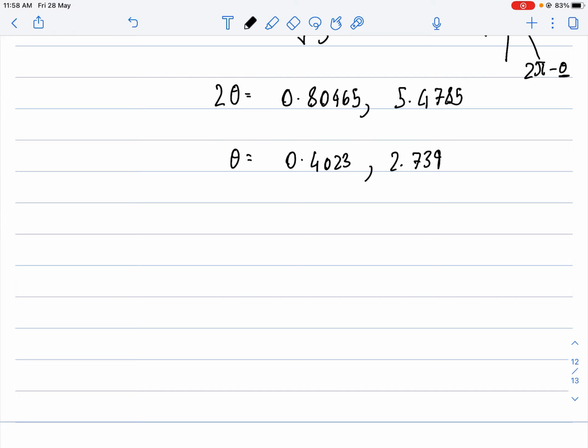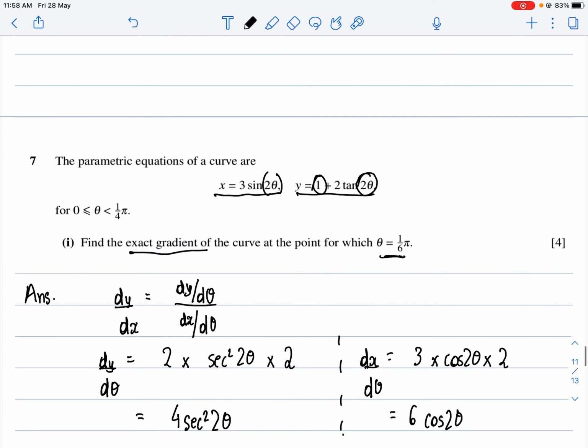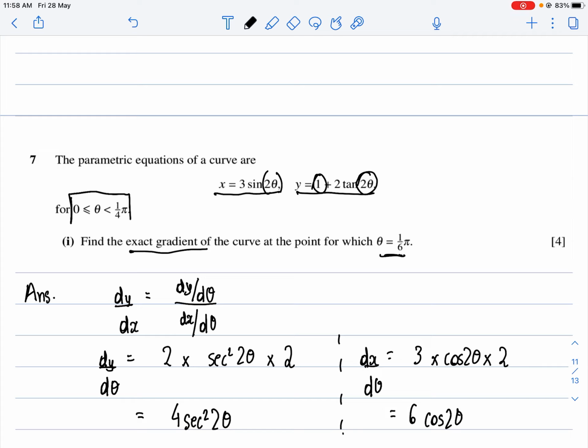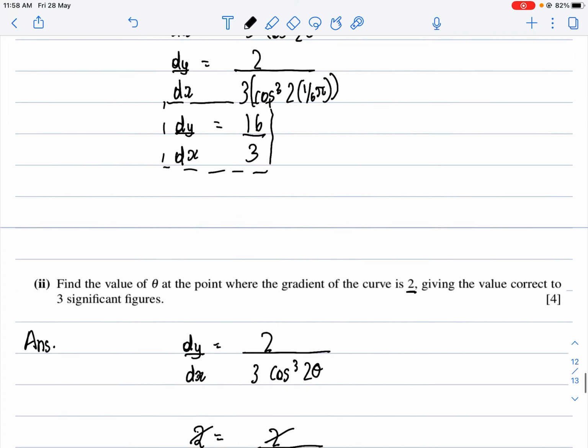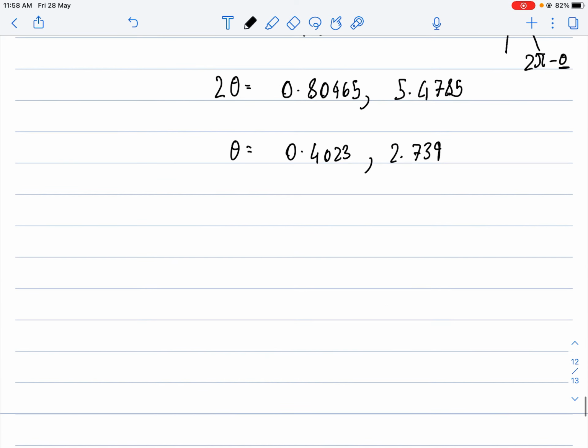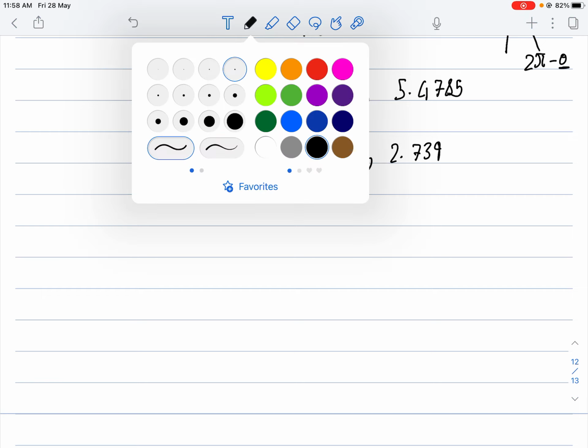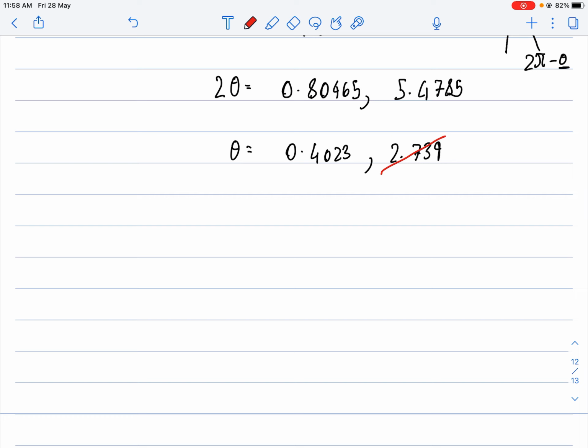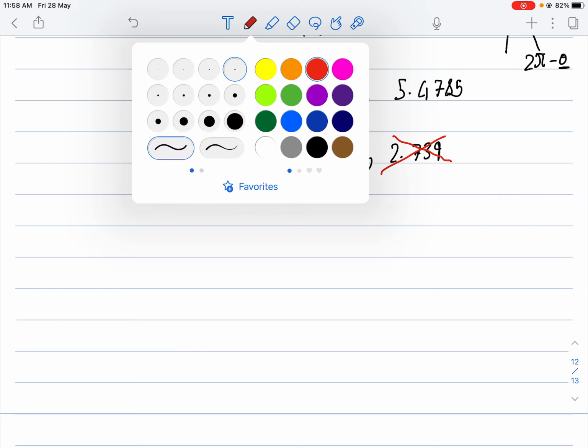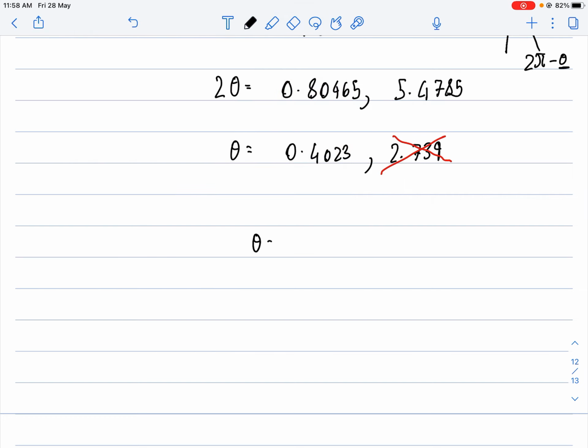2.739. But now if you see, your domain is 0 to 1 over 4 pi. That means 2.739 does not lie in the domain, so you can simply cancel this off. So your final answer is theta equals 0.402, which is the final answer of your question.